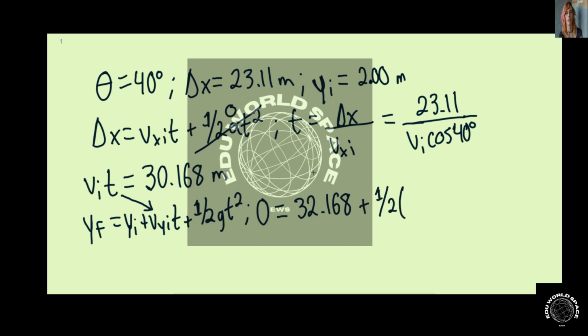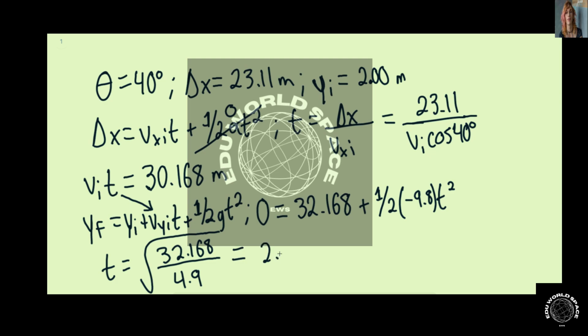Again, if we're choosing up to be positive, we have to say that gravity is going to be negative, and times t squared. And so we can say that t is simply going to be equal to the square root of 32.168 divided by 4.9, and this is giving us 2.09 seconds. So it's in the air for 2.09 seconds. This is not the answer. However, we do need this in order to find the answer, so keep track.